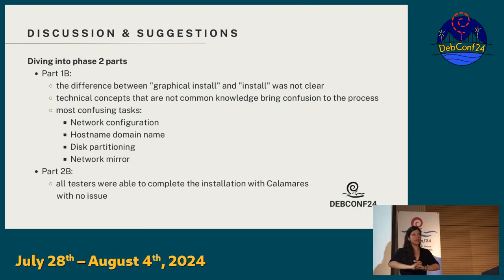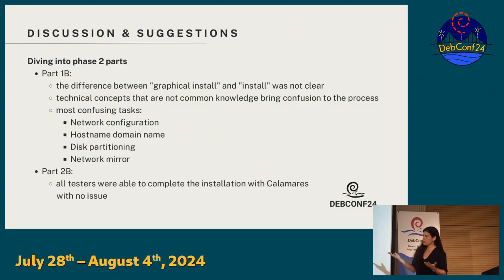So just having completed the task and having a green in the heat map doesn't really mean that the process is perfect and that it couldn't be improved. There are many concepts that are not general knowledge, and the general population doesn't really understand them. From our perspective, the steps that are more confusing are network configuration, host name, domain name. Disk partitioning is also a section that brings confusion, and the network mirror step in the Debian installer still brings confusion to the process.